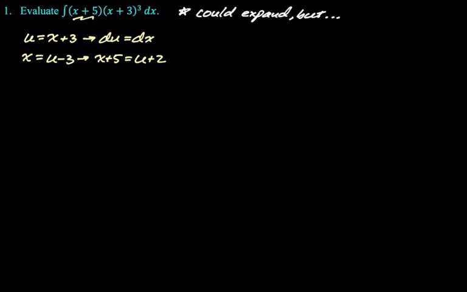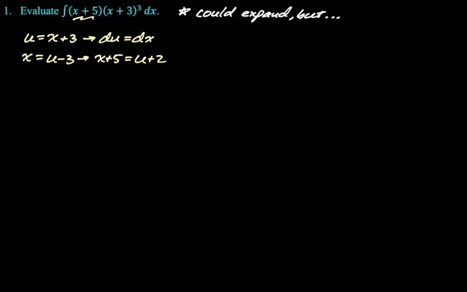What I'm going to choose to do instead, and this will work frequently, I'm going to let u equal the thing to the highest power. So I'm going to say u is equal to x plus 3. And now I need to reframe the entire problem in terms of u. So definitely du is equal to dx, which is great. But I also need to deal with this x plus 5. So I know because u is equal to x plus 3 that x is equal to u minus 3, which means that if I add 5 to both sides of that, I'll have x plus 5 is equal to u minus 3 plus 5, or u plus 2.